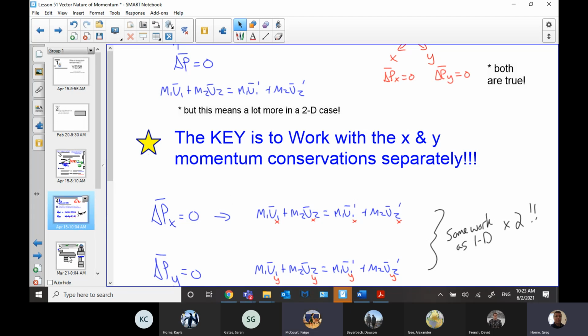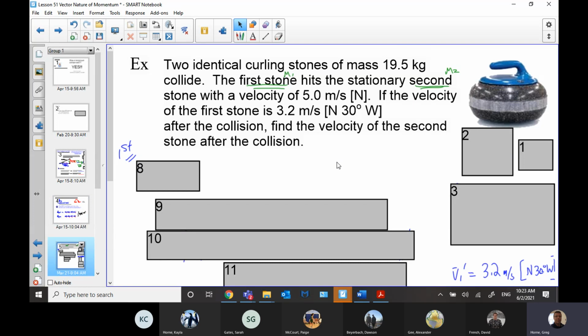All right, no problem. Okay, so here's a question. It's got two identical curling stones. They're 19.5 kilograms each. The first stone, call it M1, hits a secondary stationary stone, M2. So we're going to be listing M2 equals 19.5, V2 equals 0. And even easier than that, V2Y and V2X are all 0 as well because it was stationary, right?